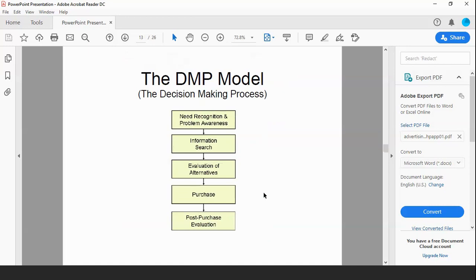The DMP model, the decision-making process model, is pretty simple. It just walks you through the decision-making process. It says, do you need this? If you need this, then you should look for this kind of product. If you look for this kind of product, then you will see that our product is better than others. Therefore, you should buy this product, and if you like this product, then we should talk about it to others. So it walks you through the whole process of decision making while telling you to buy this product.